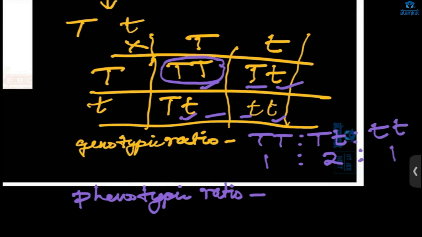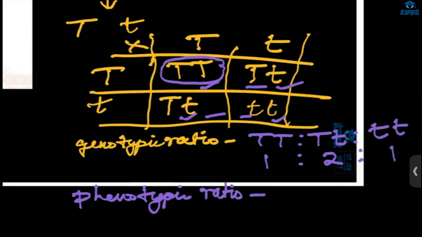I will see that you are wearing a red shirt. That seeing part, that red part, that is phenotype. Here it is tall and short. I don't know which type of shirt you are wearing, cotton or whatever it is. I don't know. That is your genotype.